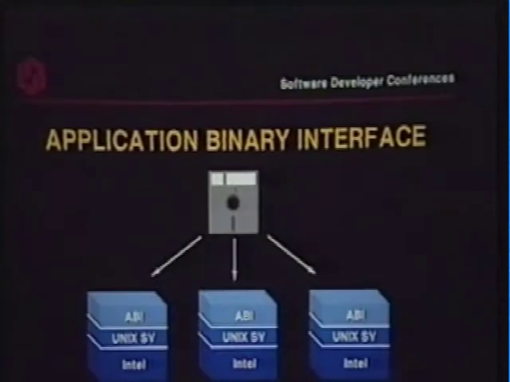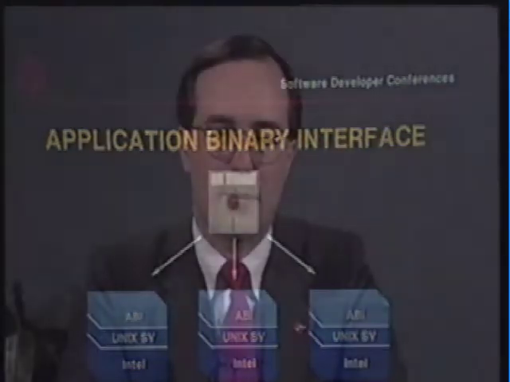Now, we all know that computer dealers don't stock source code, and I don't think any of us would really want them to stock source code. What they stock is binary software packaged in shrink wrap boxes. And the objective of the ABI is to achieve that shrink wrap compatibility that will allow us to run that software right out of the box on different vendor systems that have complied with the System V application binary interface.